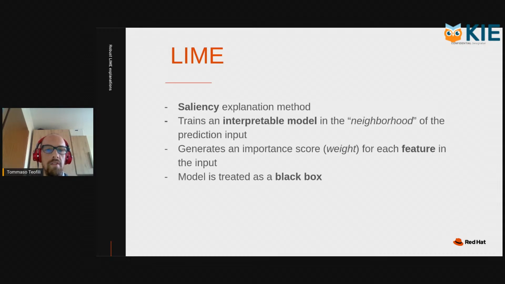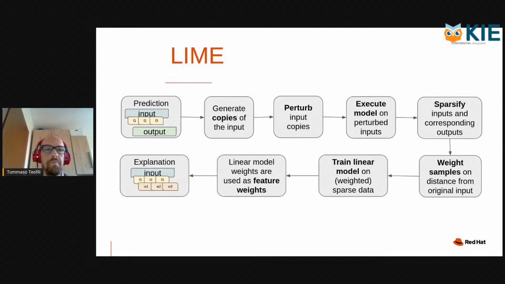So as we said, LIME is a saliency method. And the way it works is that it trains an interpretable model out of the uninterpretable model in the neighborhood of the prediction input. What we mean by neighborhood, we will have a look in a second. And after having trained such an interpretable model, it generates an importance score, a weight, for each feature in the input. One important advantage of using LIME is that the model, the system whose prediction we want to explain, can be treated as a black box. So we don't need to know whether it was a decision table, a neural network, or what kind of other system.